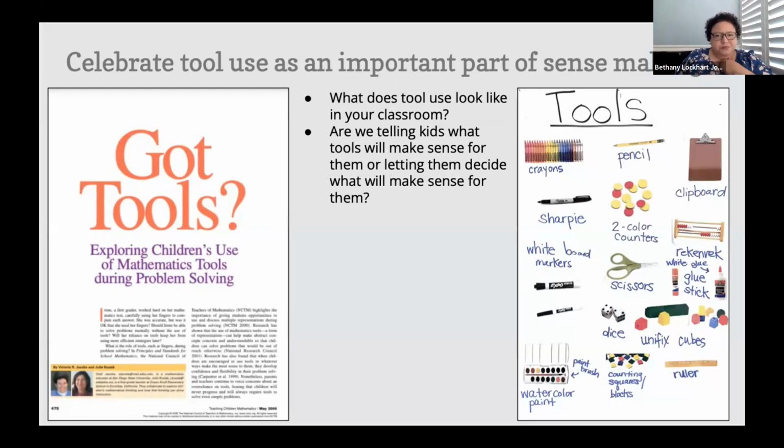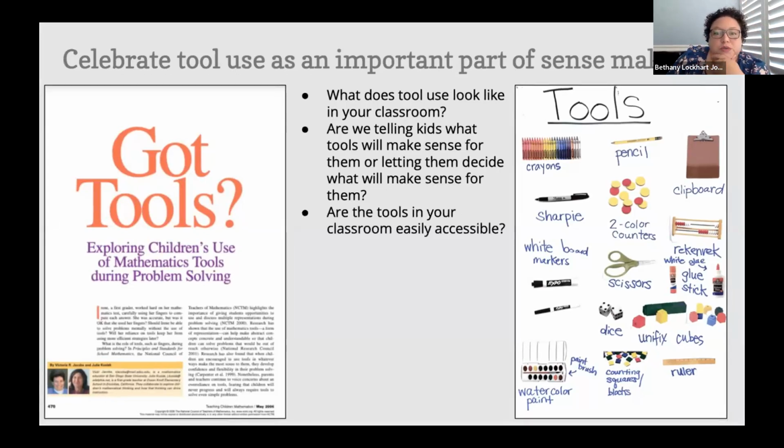So as we talked about it, we would add it up there, right? And eventually we used a Rekenrek. We put that up there. Eventually we used a ruler. So we talked about how these were tools, and it really made it palpable for students.